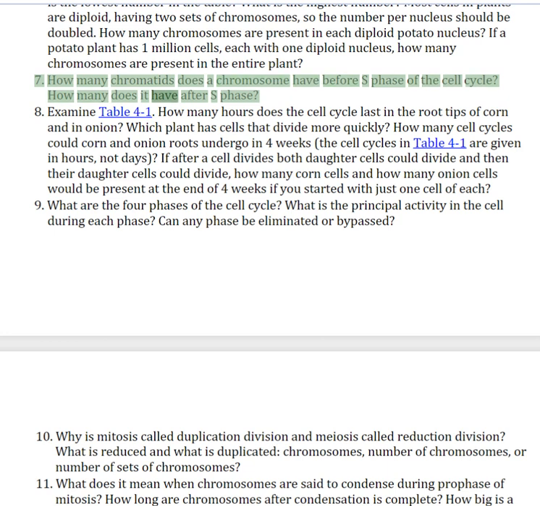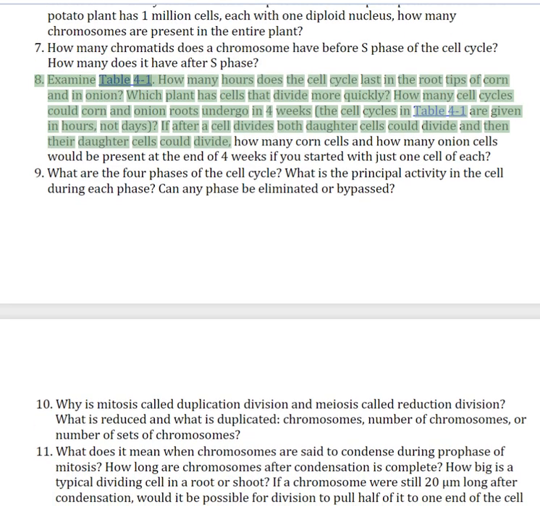7. How many chromatids does a chromosome have before S phase of the cell cycle? How many does it have after S phase? 8. Examine Table 4.1. How many hours does the cell cycle last in the root tips of corn and an onion? Which plant has cells that divide more quickly? How many cell cycles could corn and onion roots undergo in 4 weeks?